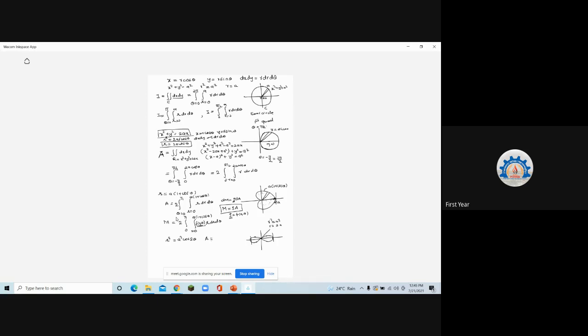ठीक है? ये एंगल क्या है? Pi by 4. Absolutely right. Now tell me what's the formula of the double integration? r dr d theta. r will go from 0 to a, and theta will go from minus pi by 4 to pi by 4 and 2 times. If you are saying minus pi by 4 to pi by 4, 2 times, that is also correct.